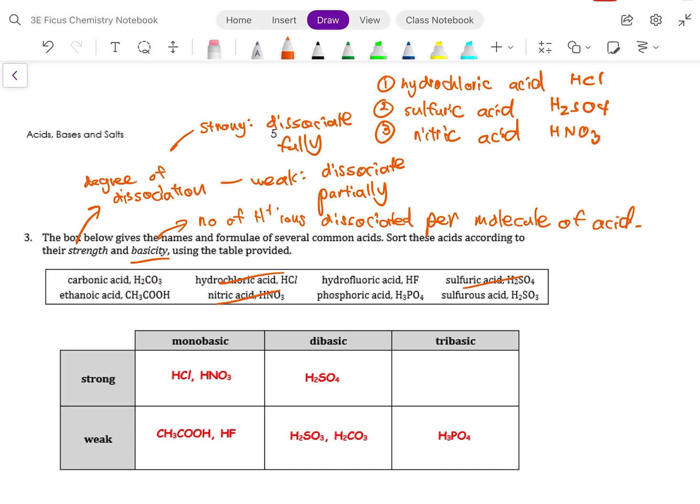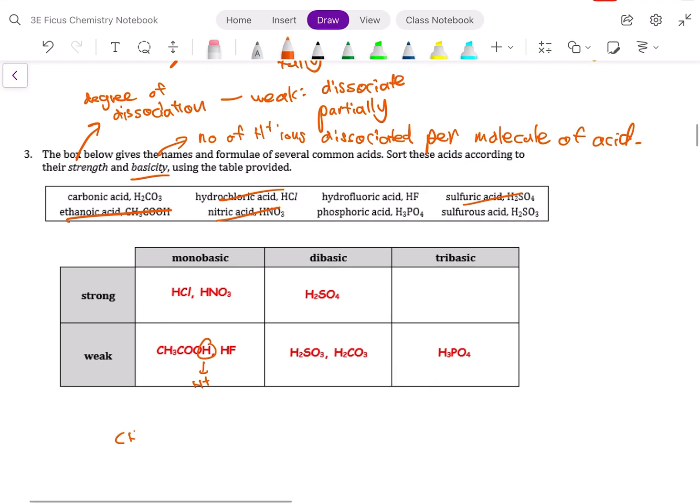So we have weak monobasic, which is ethanoic acid. This is the only H plus that can be dissociated. The equation actually looks like that. Only this one can dissociate, the other three cannot. It looks this way. Actually I should put the equilibrium symbol, sorry.